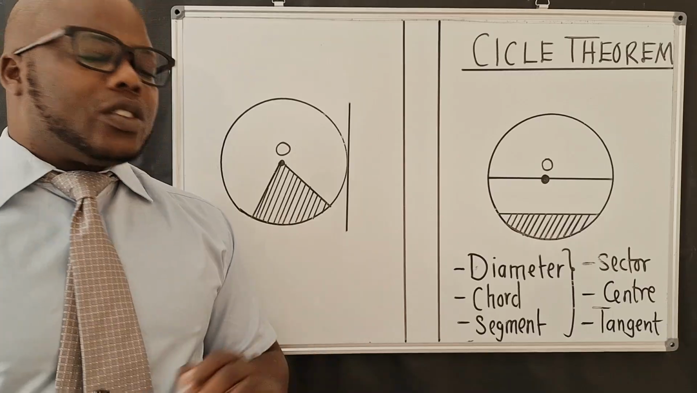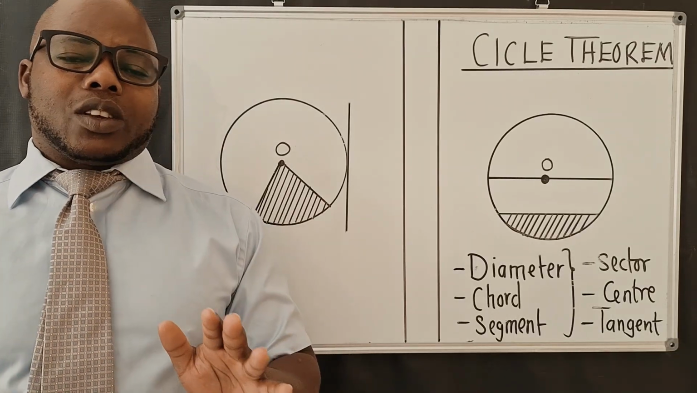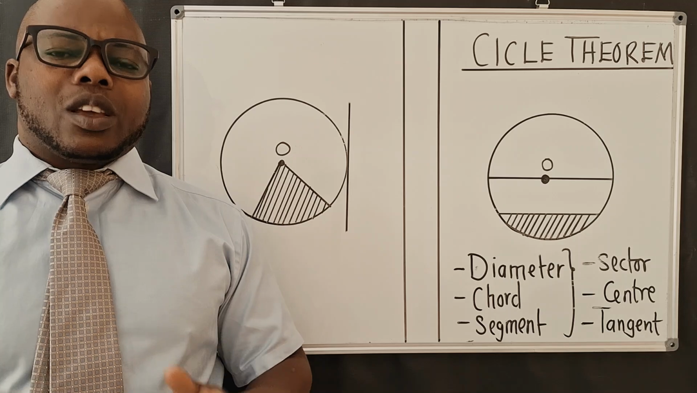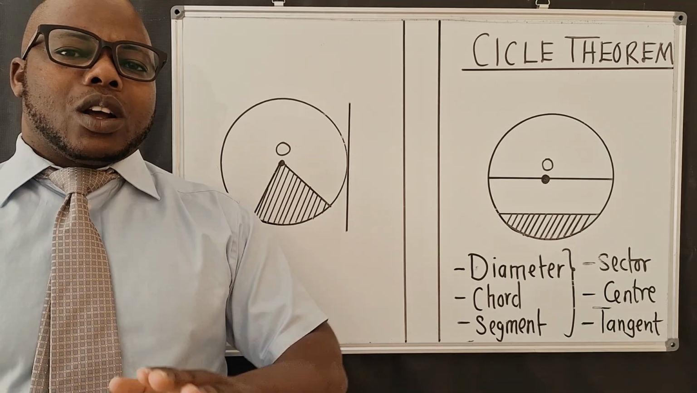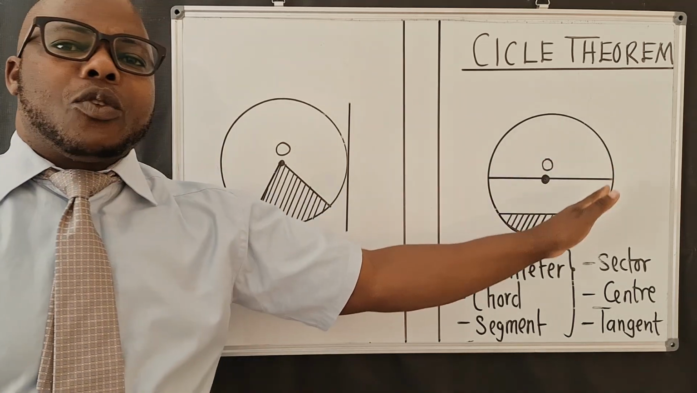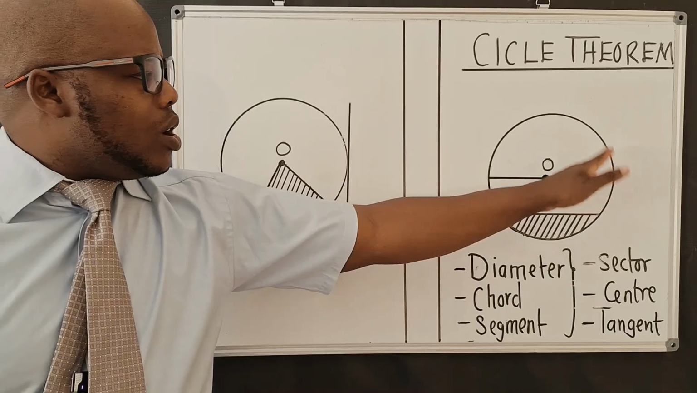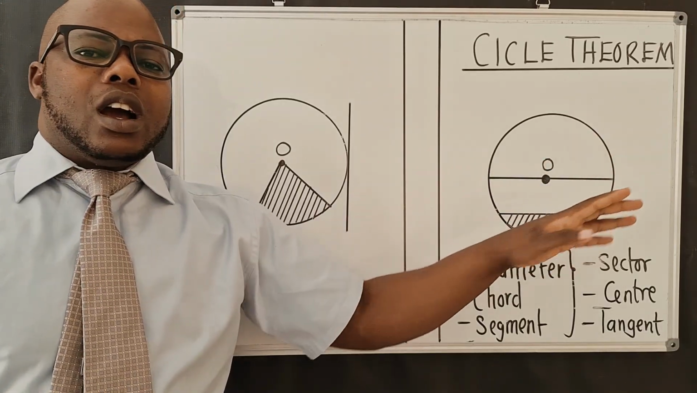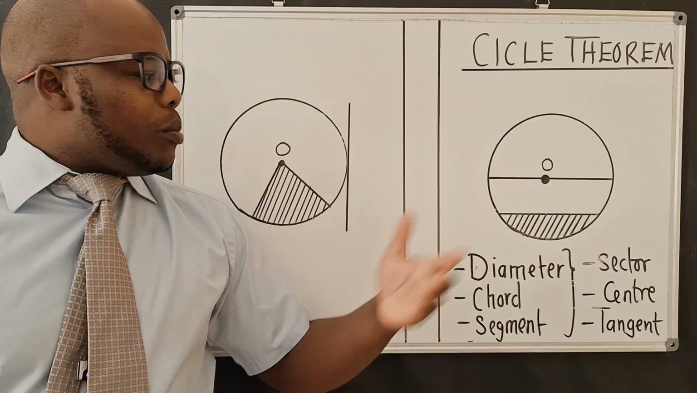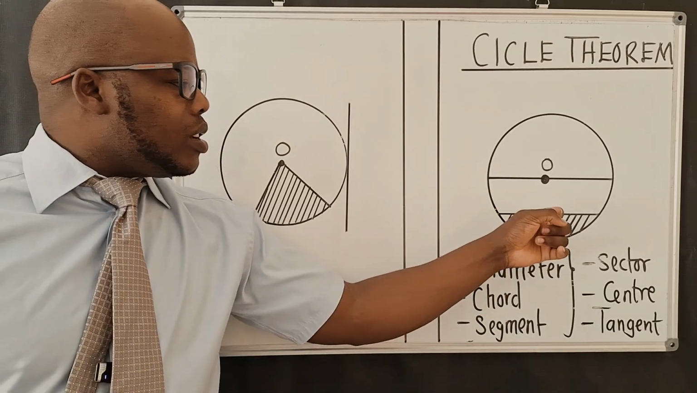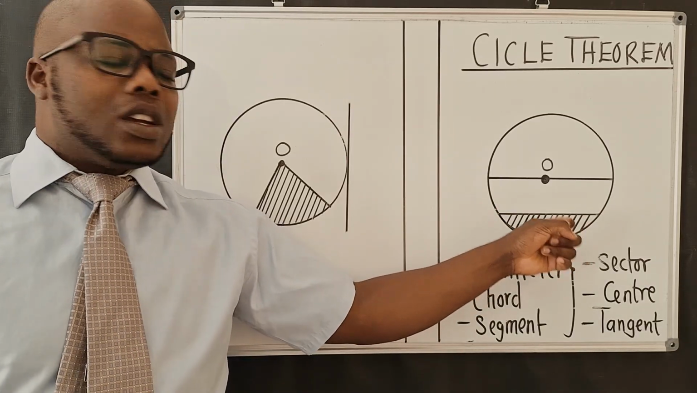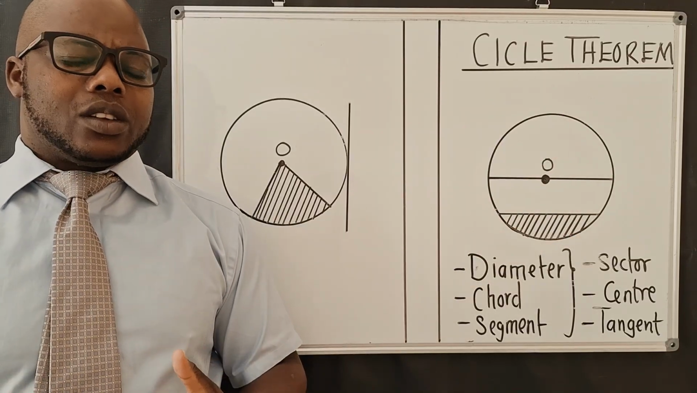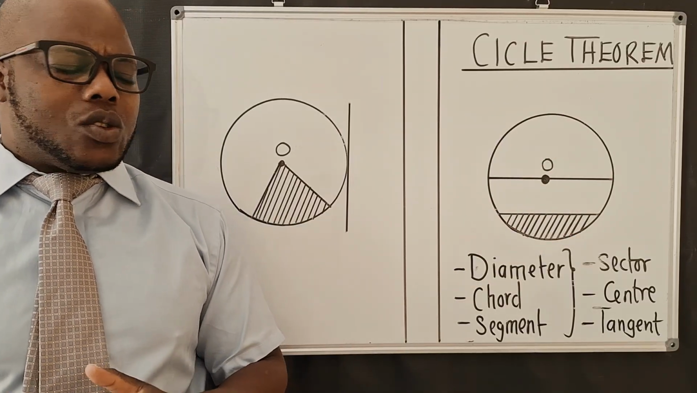And then we go to a segment. When we talk about a segment, you can see this shaded region. It's a segment. For as long as a chord forms a segment, so if the chord passes here, there will be a segment here. For example, here we've got two segments. You can see this is a minor segment, and this up here is a major segment. And this is what you need to know.